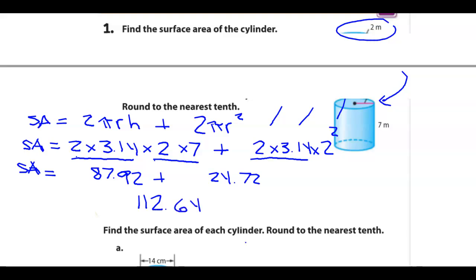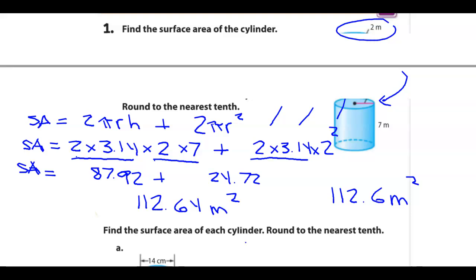112.64 meters, and we're doing surface area, right? So it's area, so we're going to square it. Now, I think it's set up there. Yeah, it does. It says round to the nearest tenths. So let's go ahead and make that 112.6 meters squared. Okay, so we did the surface area.